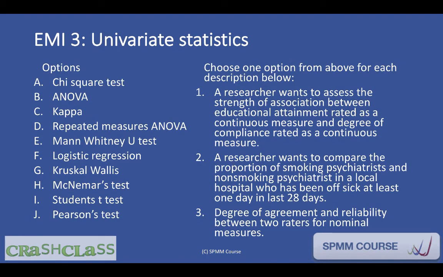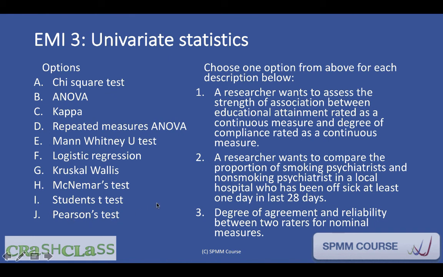Okay. Third question. A researcher wants to assess the strength of association between educational attainment rated as a continuous measure and degree of compliance rated as a continuous measure. 2 continuous measures, strength of association, bivariate. You will choose Pearson's correlation coefficient, J.